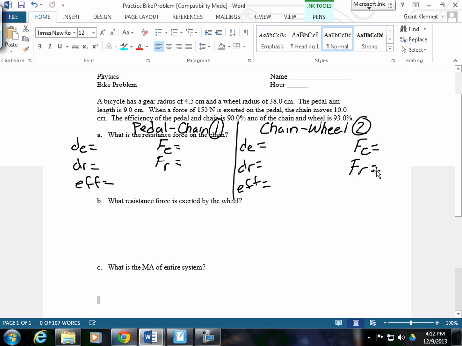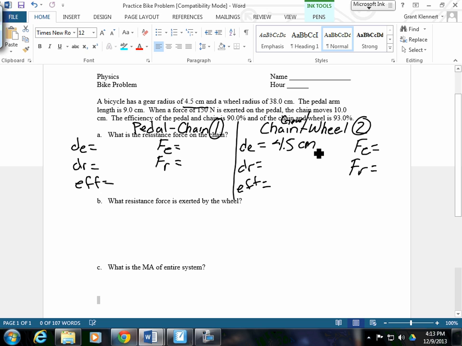And we have to go through and decipher what we have. So a bicycle has a gear radius of 4.5 centimeters. Is that going to be in our pedal and chain, or is that going to be with our chain and wheel? Now remember, we said it's the gear / chain. So is that our effort, or is that our resistance? Well, the wheel is our resistance, and it says the wheel radius is 38 centimeters. So we have two distances applied. First off, a gear radius of 4.5 centimeters.